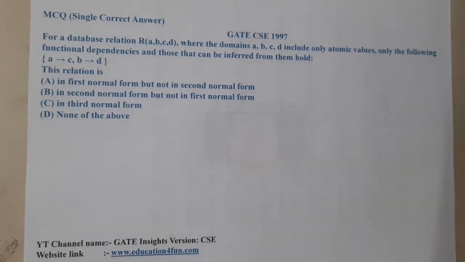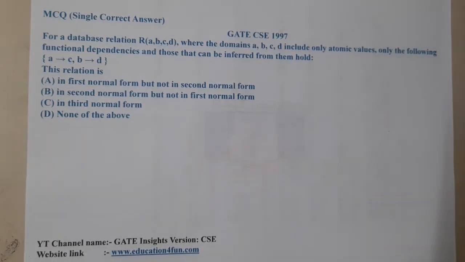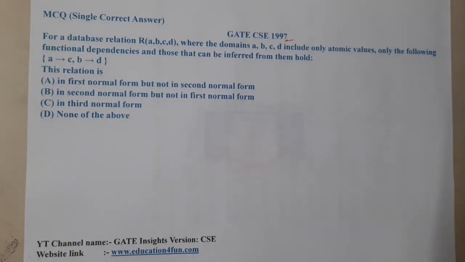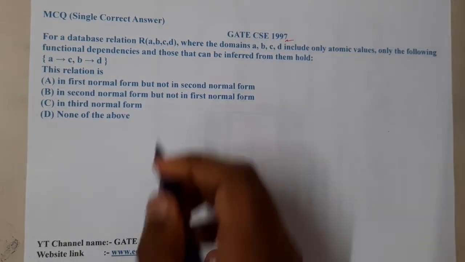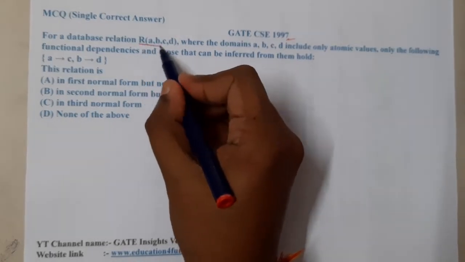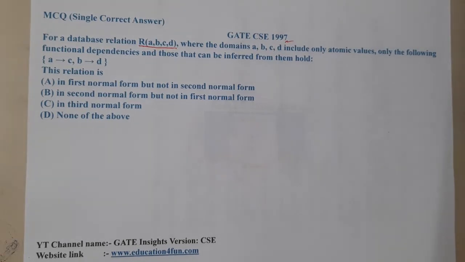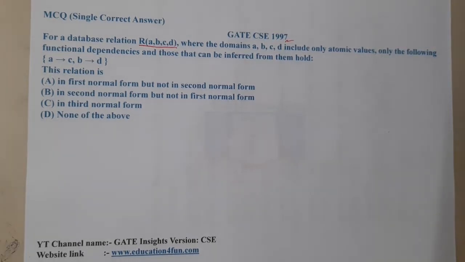In this lecture, let us go through the next question. Okay, so this question belongs to GATE CSE 1997, guys. The given question is: for a database relation R(A, B, C, D), where the domains A, B, C, D include only atomic values, okay, only a single value. Only the following functional dependencies and those that can be inferred from them hold.